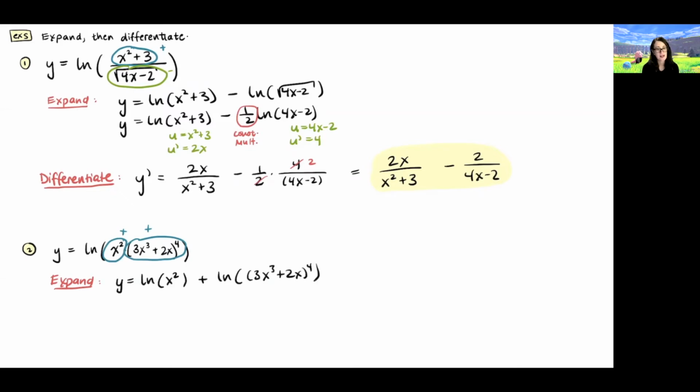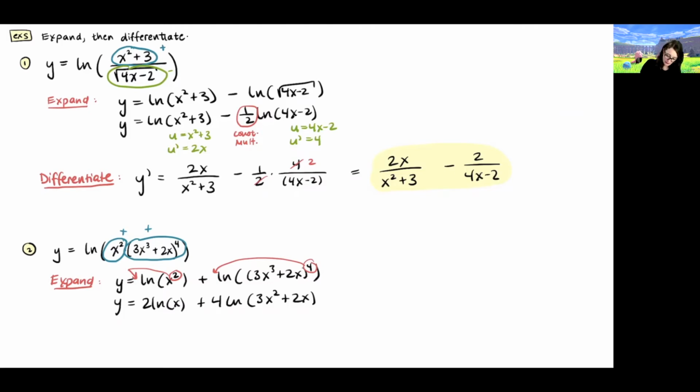And once you do this, we basically did log law 1 and log law 2. So then you just want to look and see, are there any exponents you can take down? So we can bring the 4 in the front, we can bring the 2 in the front. So this will just be 2 natural log of x plus 4 natural log of 3x squared plus 2x. Now this is good. This isn't quite fully expanded, but it's good. We can definitely keep it here and then differentiate.